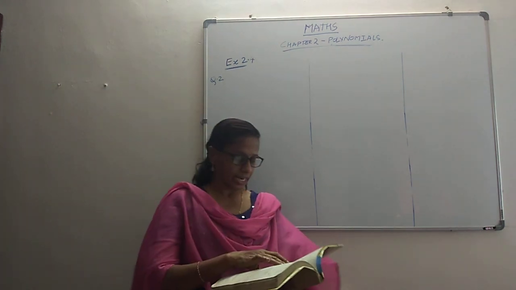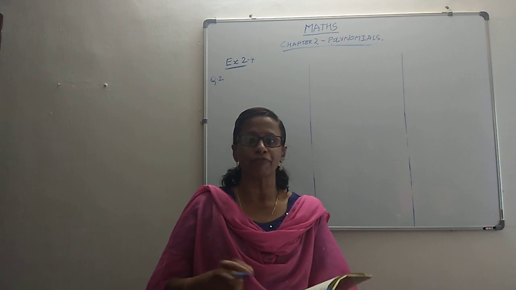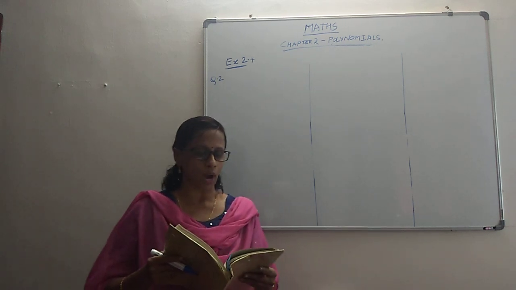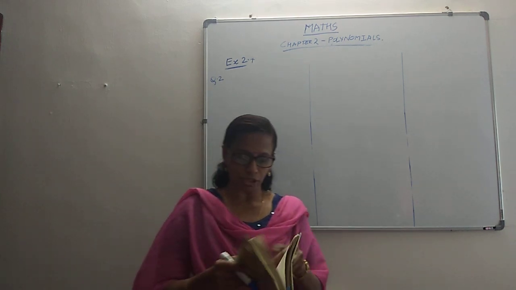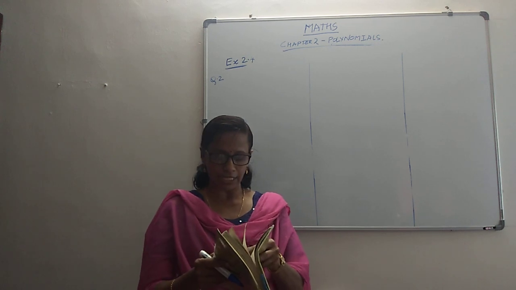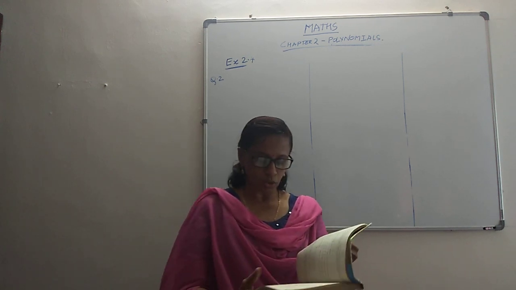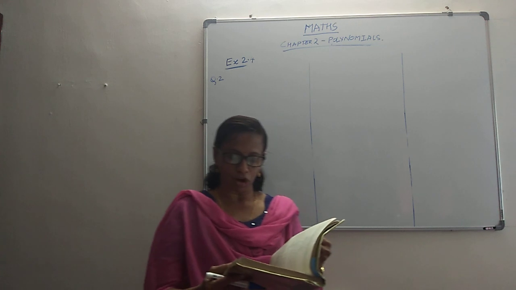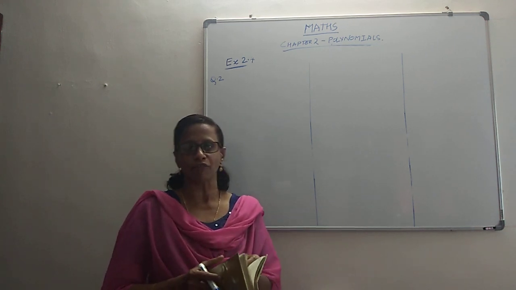Hello folks, we are continuing with exercise 2.4. We had already finished question number 1. Now we are moving to question number 2, and the question goes like this: use factor theorem to check whether g of x is a factor of p of x in the following cases.